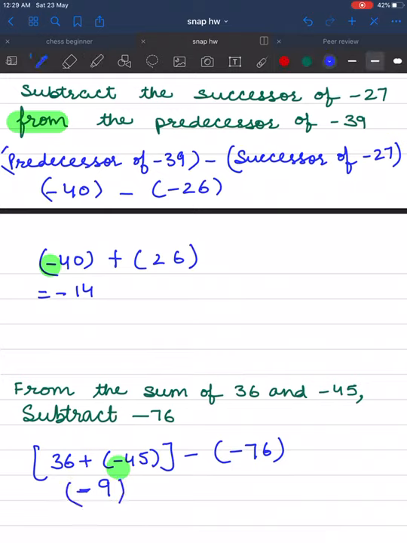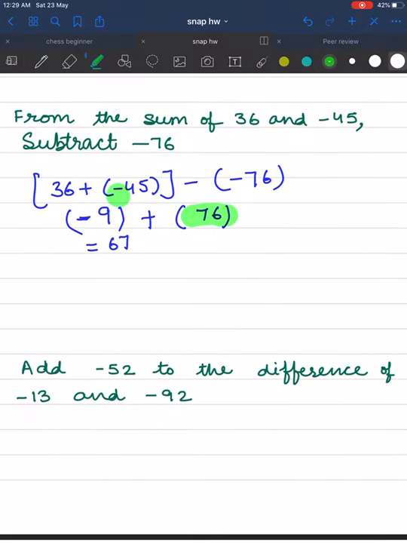And then I change the subtraction sign to addition sign and I take the opposite of minus 76, which is 76. Now the two integers have opposite signs, so I find the difference of their absolute values. So 76 minus 9 is equal to 67. The greater absolute value is positive, so our answer is 67.